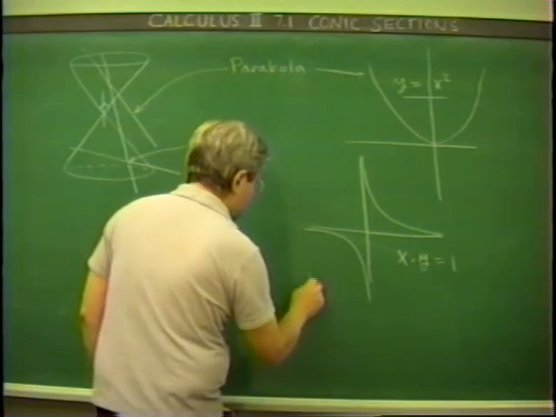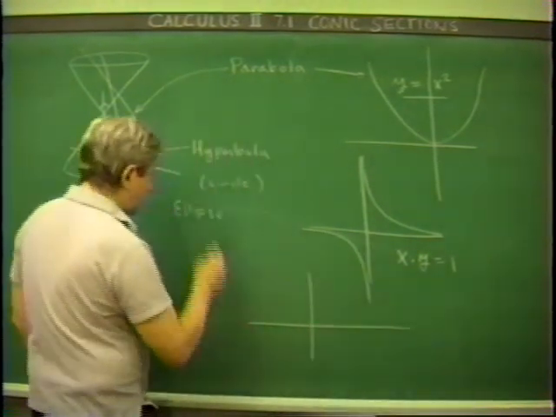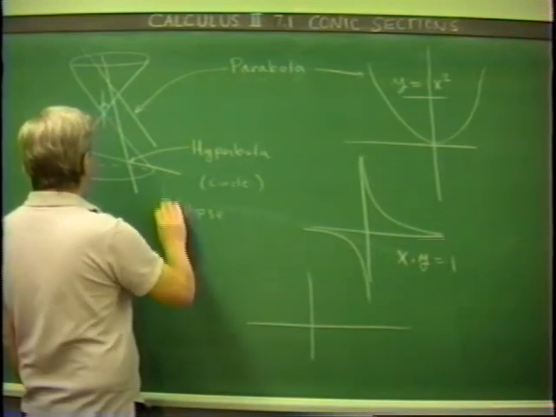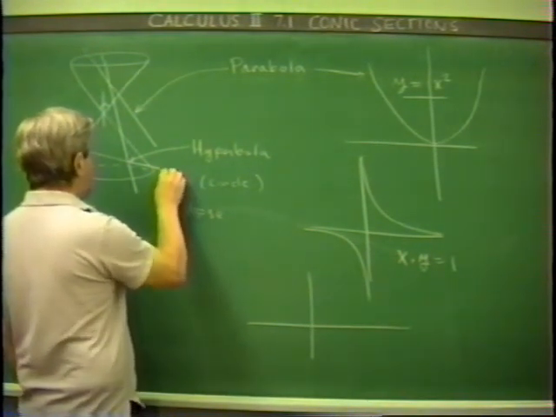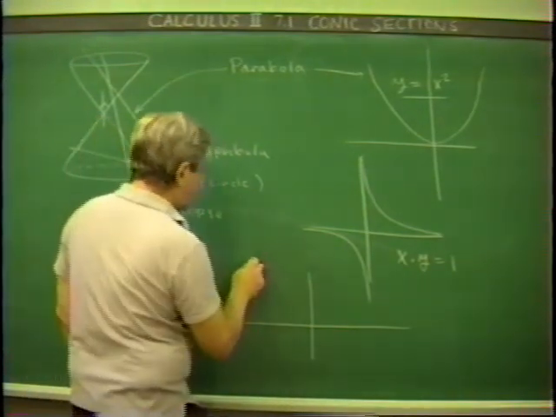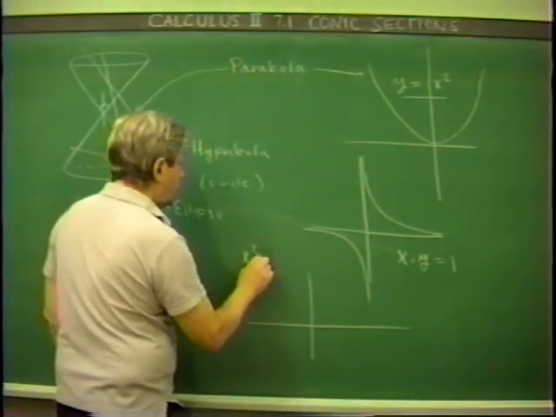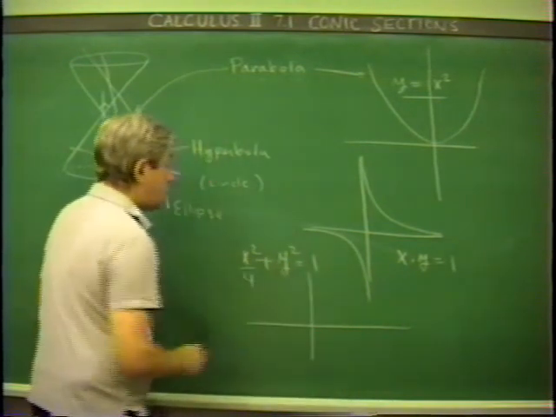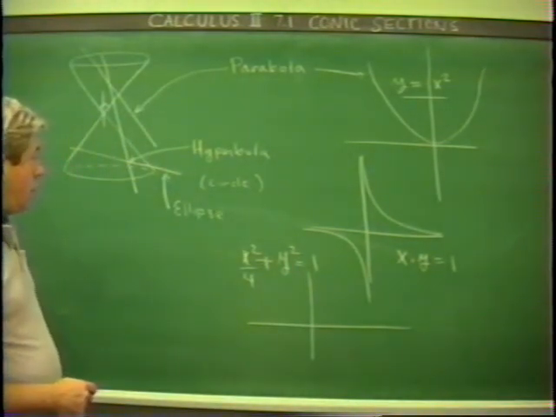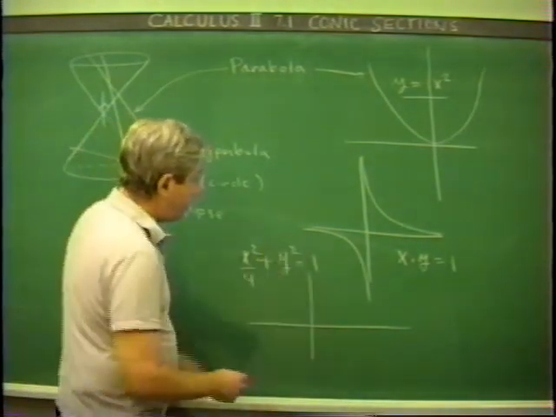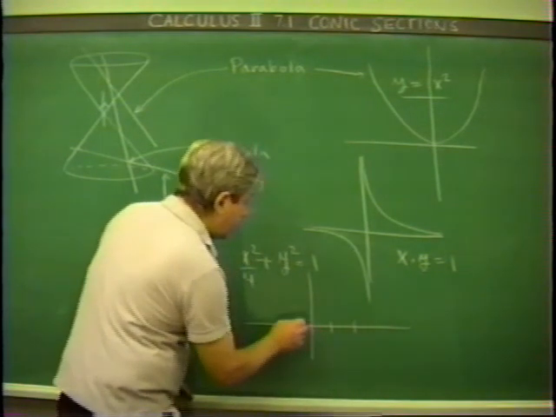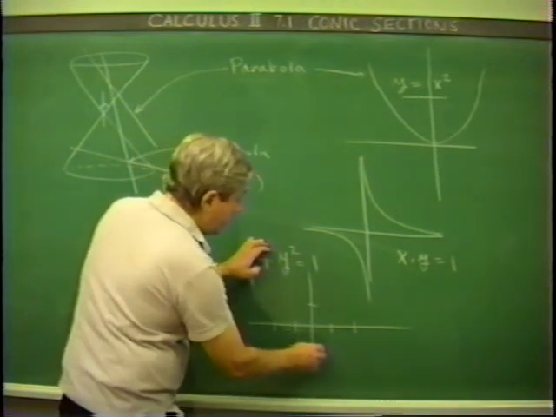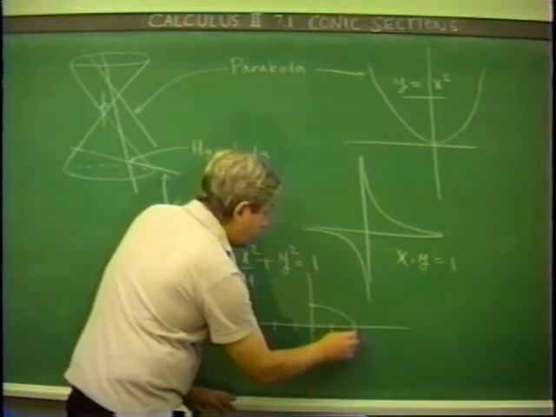An example of an equation which describes such an ellipse is x squared over 4 plus y squared equals 1. So in this case, when y is equal to 0, x is plus or minus 2 is going to be on this graph. And when x is equal to 0, y is plus or minus 1 is going to be on here. We're going to end up with something that looks like this.